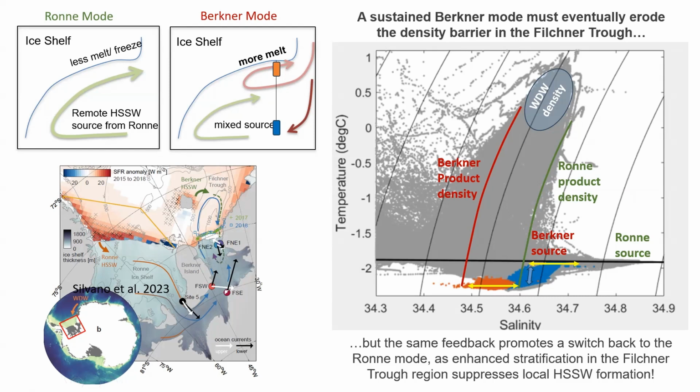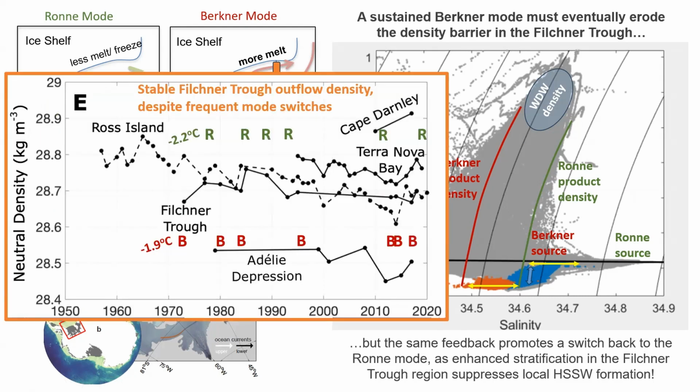This is apparently not happening because this is still a cold region, and there's also a reason for it, because the same feedback producing a lighter water mass from the Berkner meltwater will enhance the stratification on the continental shelf, and by that reduce the formation of the Berkner high salinity shelf water itself. So this is a system that likes to flip back and forth between these states because one state is promoting the flip into the other state.